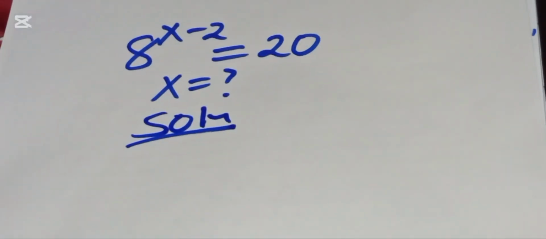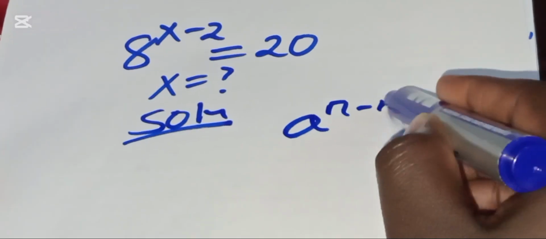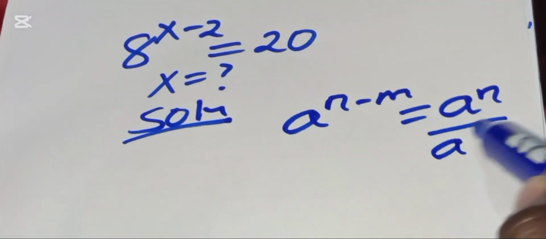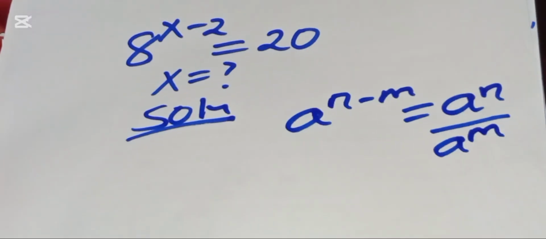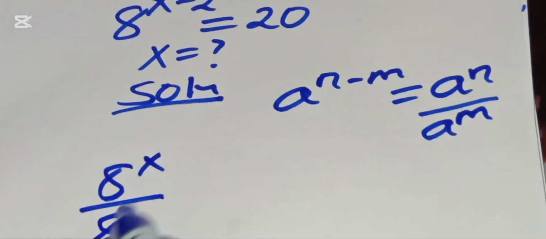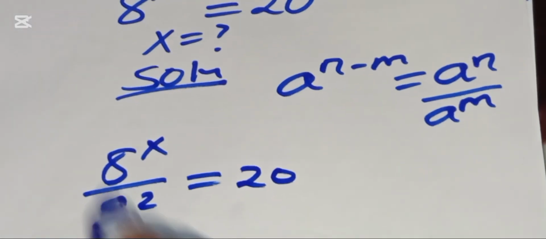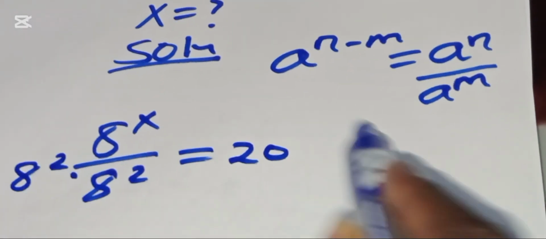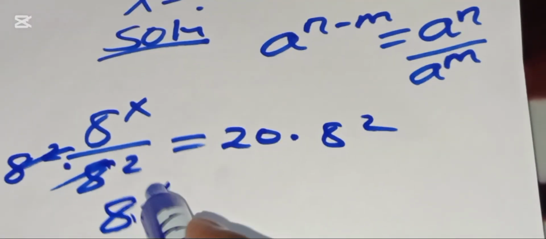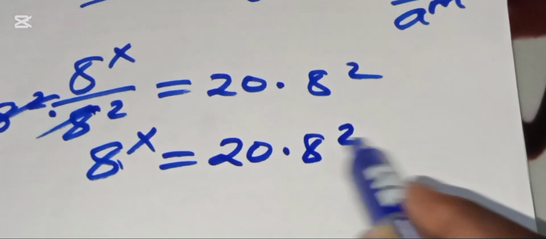8 raised to power x minus 2 is actually in the form of a raised to power n minus m, which you can express as a raised to power n divided by a raised to power m. Let's apply this property. We'll have 8 raised to power x divided by 8 squared equal to 20. Let's multiply both sides by 8 squared, so that now we'll have 8 raised to power x equal to 20 multiplied by 8 squared.